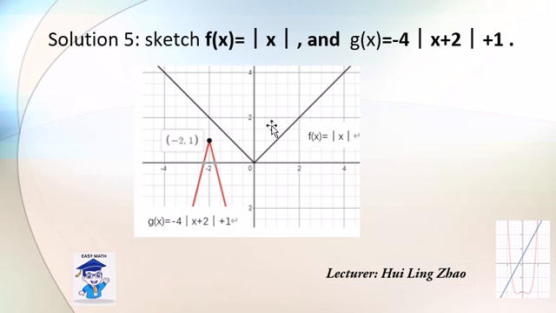And the sketch here. You can see this one is f(x) equals the absolute value of x. And the red one is the transformed function. We can see the vertex is from (0, 0) to here, which is (negative 2, 1). So they move to the left 2 units and up 1 unit. It also changes the shape because here a is negative 4, so its shape is changed also.